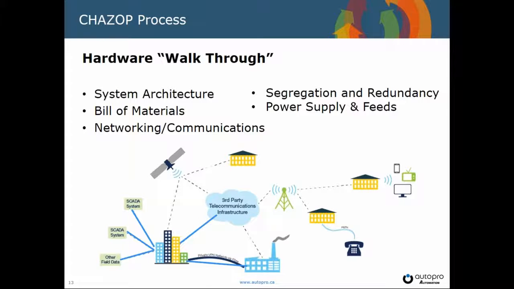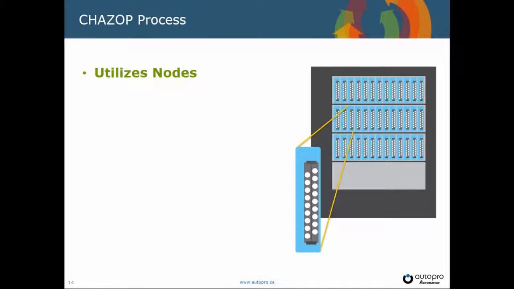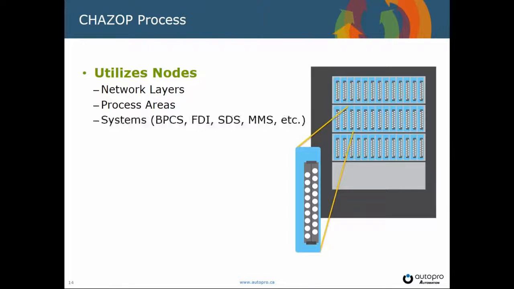And we look at segregation and redundancy if that's required, and we also look at power supply feeds, whether they're redundant or whether redundancy is even required. So we utilize nodes much like a CHAZOP. So we break down, and we start generally with the architecture drawing, and we'll break it down into different nodes.